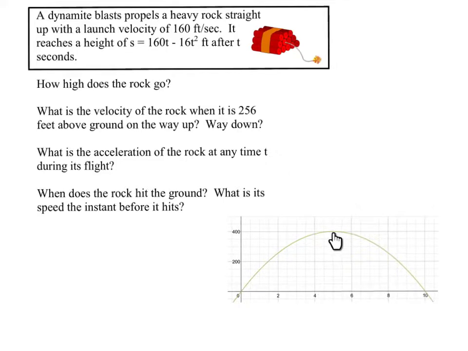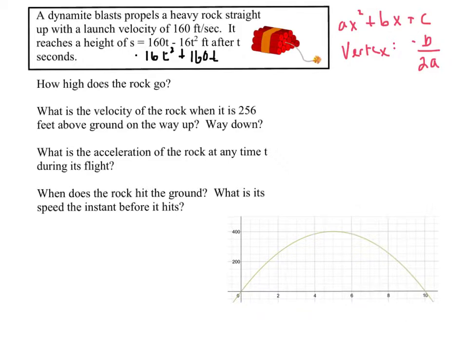It reaches 400 feet, maybe a little hard to see. But if you remember from old Algebra 2, if you have a general quadratic, ax squared plus bx plus c, you can find the vertex using the equation negative b divided by 2a. So in our case, rewriting this in the correct form, we'd have negative 16t squared plus 160t. So negative b over 2a would be negative 160 divided by 2 multiplied by negative 16, which is 5. And when we plug 5 back into the equation, we do get 400.